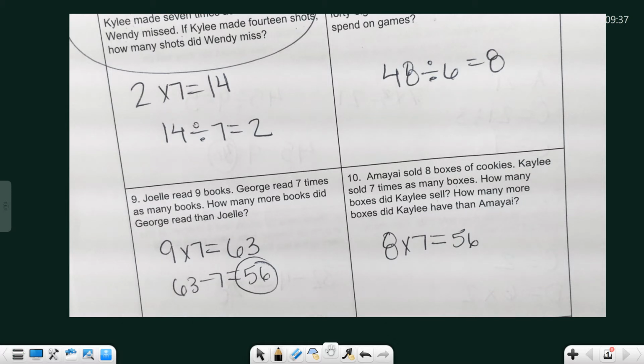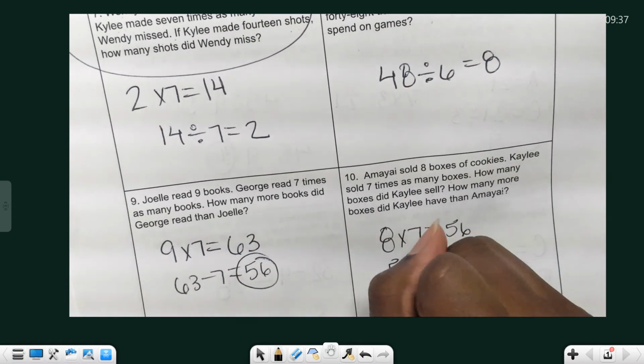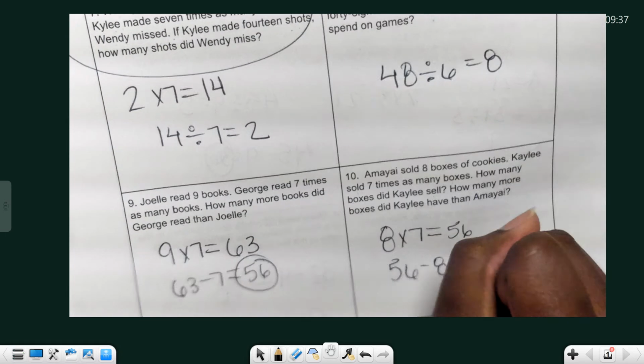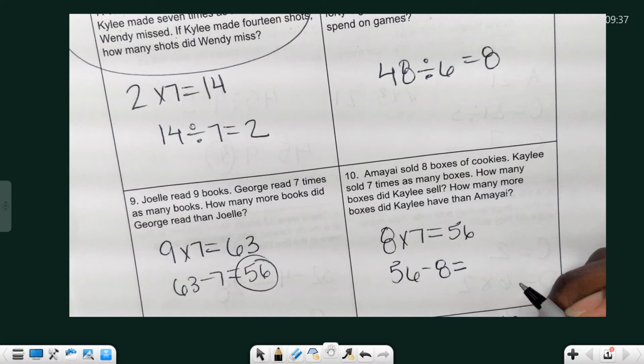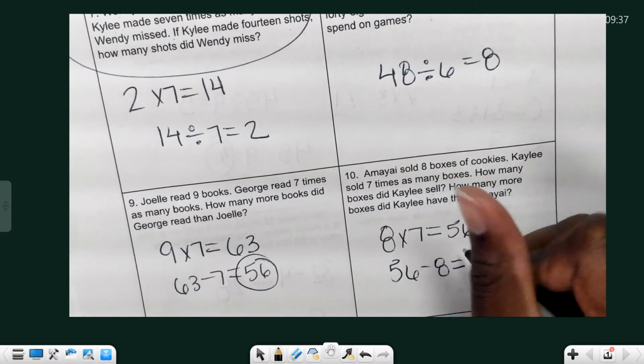Kyleary, thank you for raising your hand. Look, Amaya sold 8. Oh, 56 minus 8. 56 minus 8 gives you how much? Maggie? 48.